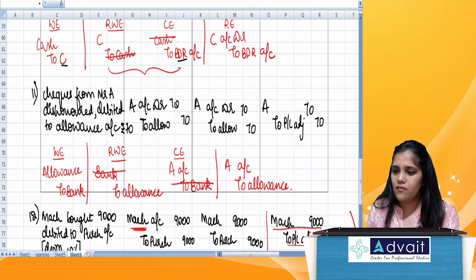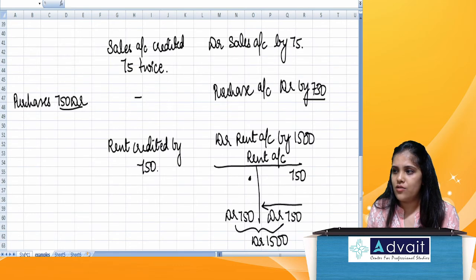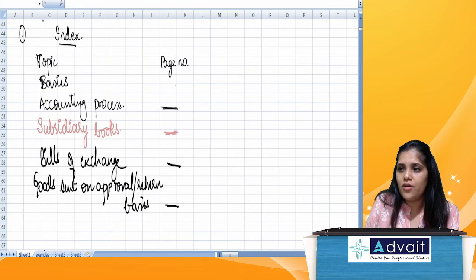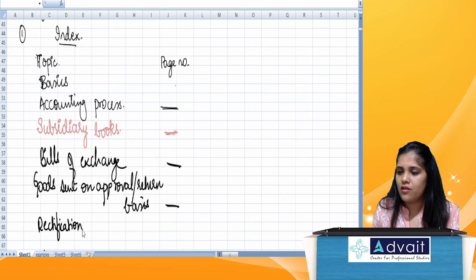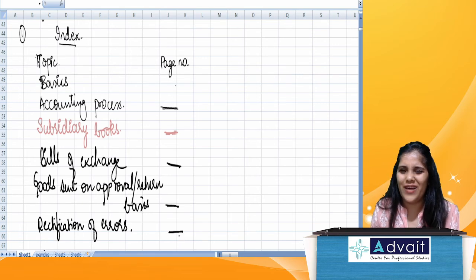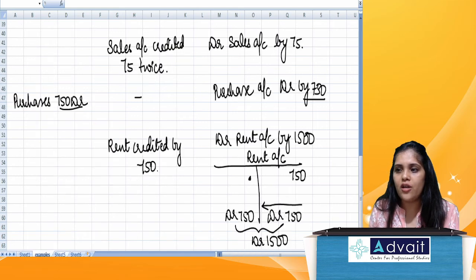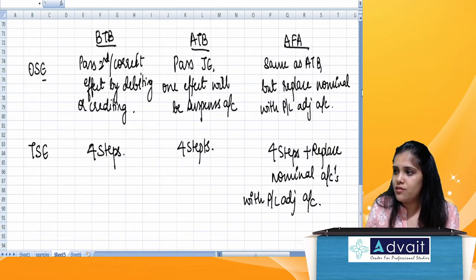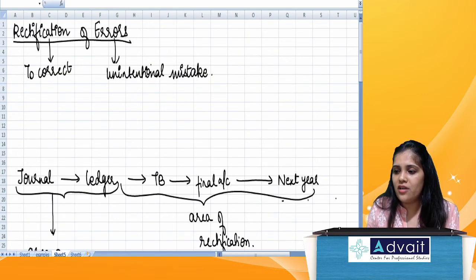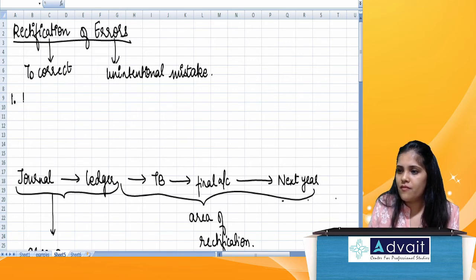Okay. So we finish. Now come to your notebook. You will write the next chapter heading, rectification of errors. Write the notebook page number. Okay, now come to your notebook. Start on a fresh page. Write the chapter, rectification of errors. And then you will write as it is.